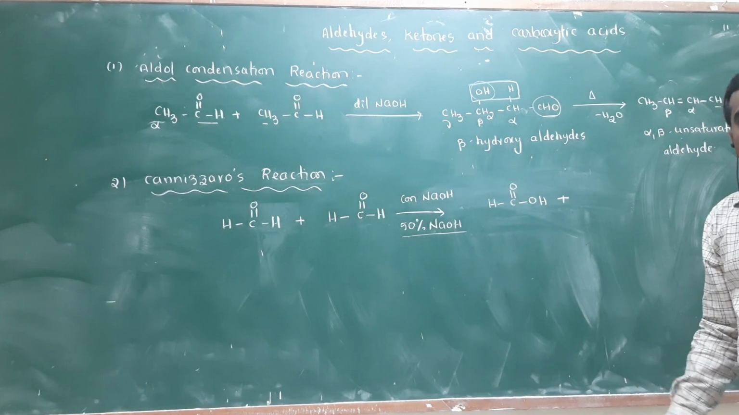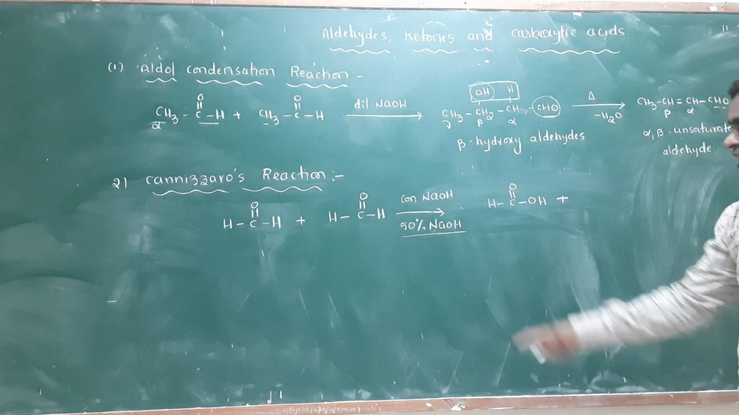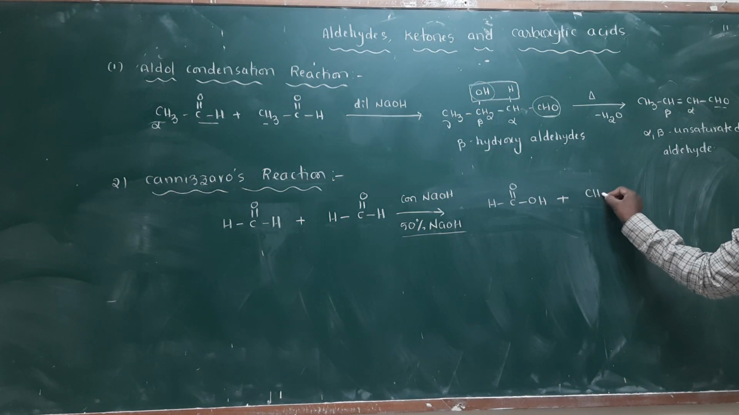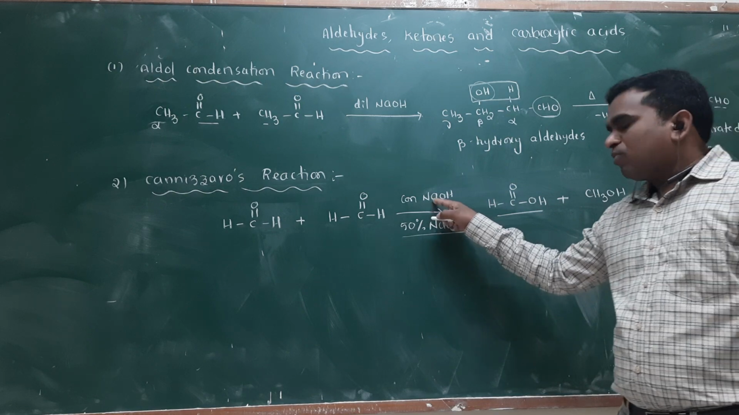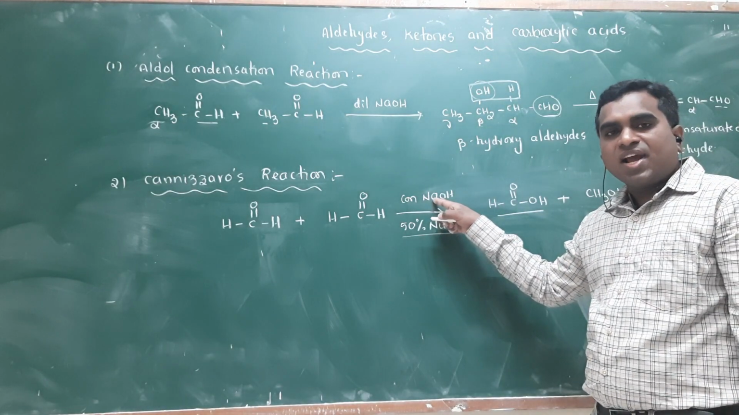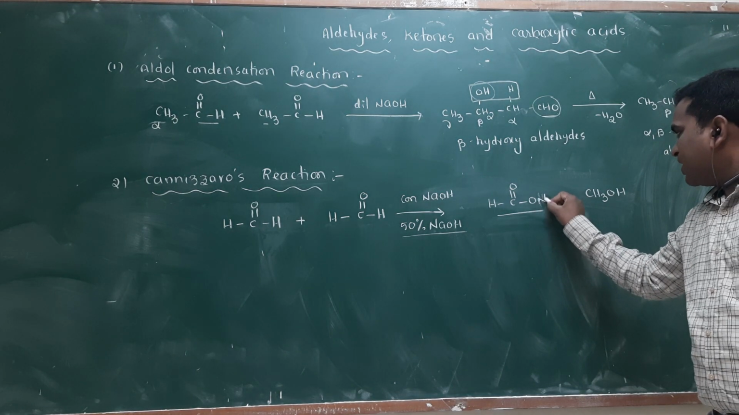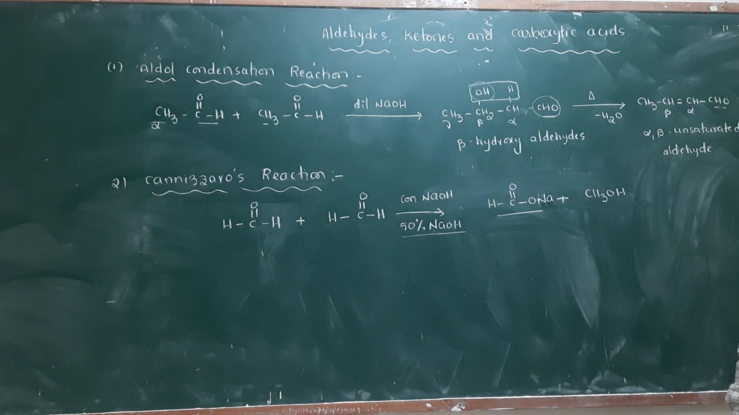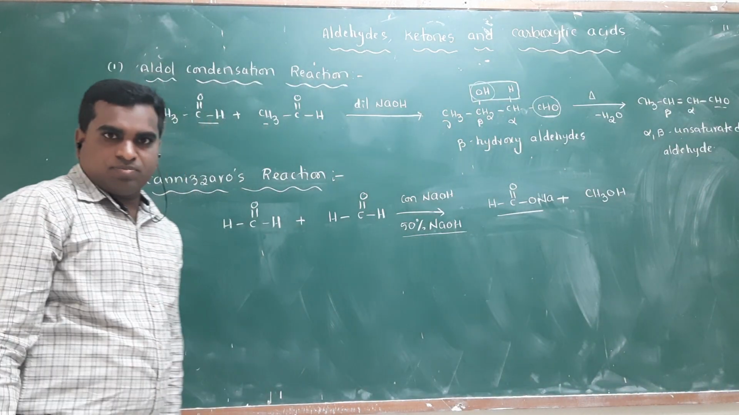Reduction means you already know that. Reduction means you will get aldehyde reduction, you will get alcohols. So that's why one carbon alcohol, CH3OH. This is an acid, but what medium are we maintaining in this reaction? Basic medium. Acid and base, what do we get? Salt. So that's why sodium salt of the acid plus alcohol. And this reaction will be called Cannizzaro reaction.